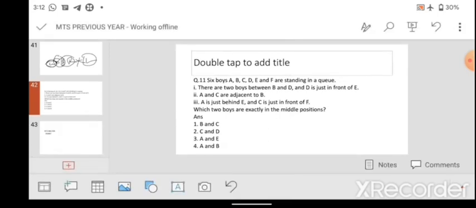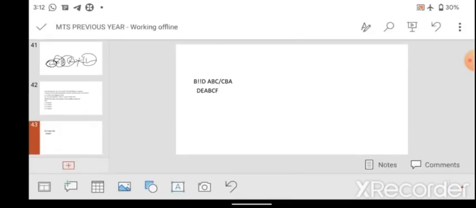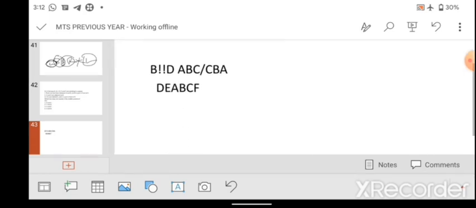So A is adjacent to B and B is adjacent to C. So we can write C here. DAE, DEA, BCF. And what is given? Question, what is the question asking? Which two boys are sitting exactly in the middle position? Who is in the middle position? It's A and B. A and B are in the middle position. So the answer is A and B, option 1.